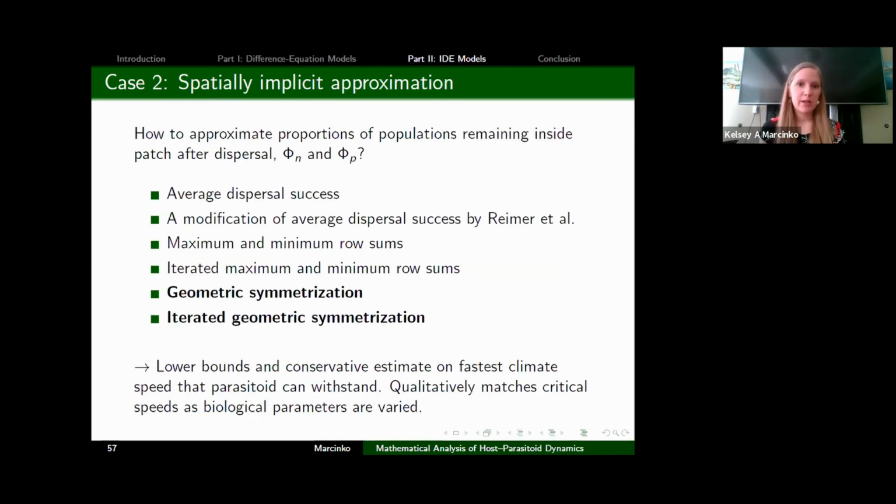So to sum up those ideas, both geometric symmetrization and iterated geometric symmetrization have been shown, in the methods that I compared, to be the most useful approximations for the proportion of the population remaining inside the patch after dispersal. We get lower bounds, and ecologically, we have conservative estimates on the fastest climate speed that the parasitoid can survive. And again, we can look at how this critical speed is impacted by changing biological parameters, and the qualitative matching that we see.